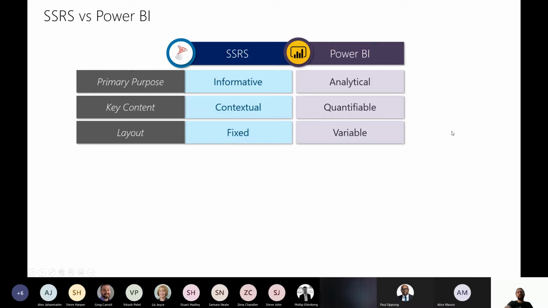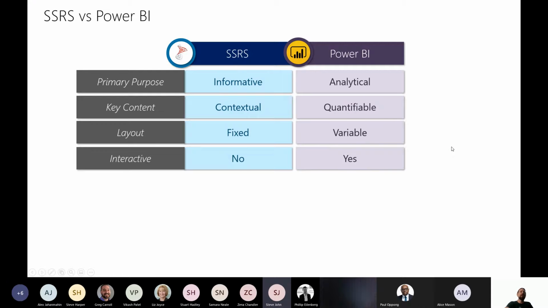Layout, SSRS, we want to export these things so the layout is generally fixed and the data is changing within the layout, whereas Power BI is designed to be interrogated, so the layout can be variable. Interaction, SSRS, no. As we're going to print these out, there won't be any interactivity with them. Power BI, definitely people can drill down from a very, very high level of information all the way down to the lowest possible, and that's designed to serve that analytical purpose.